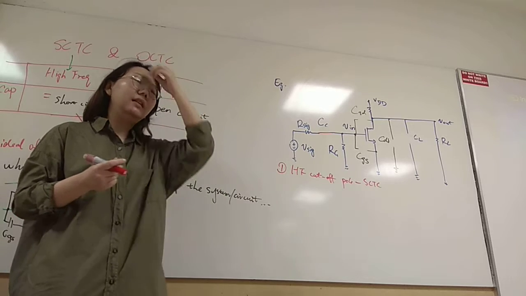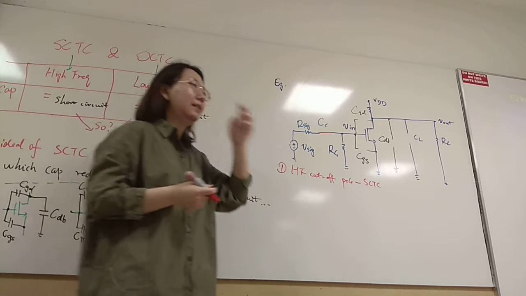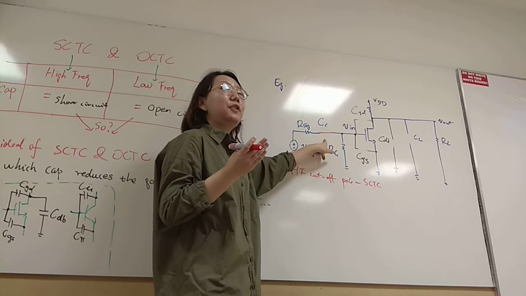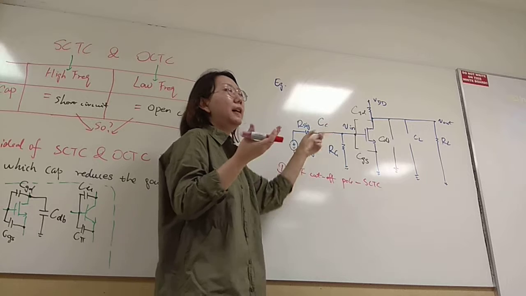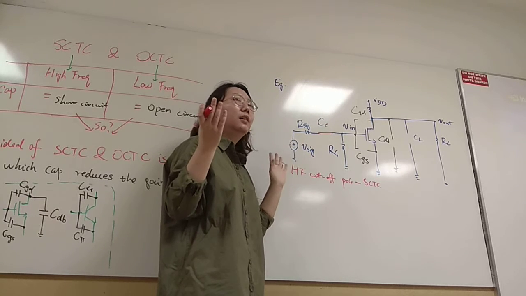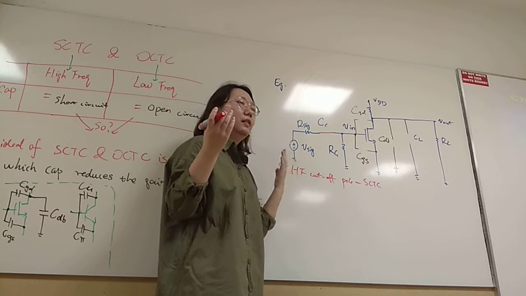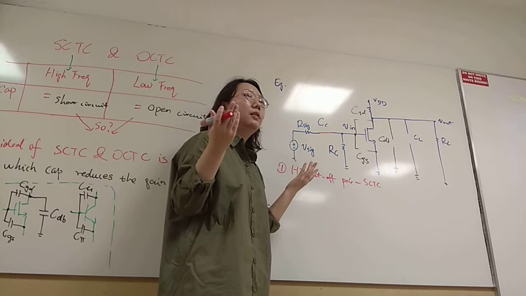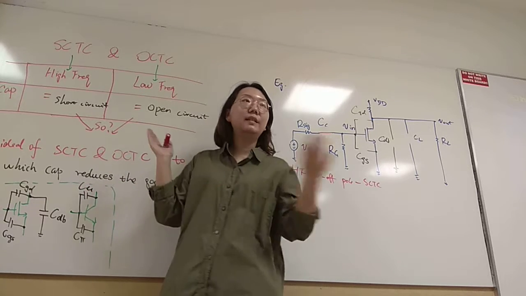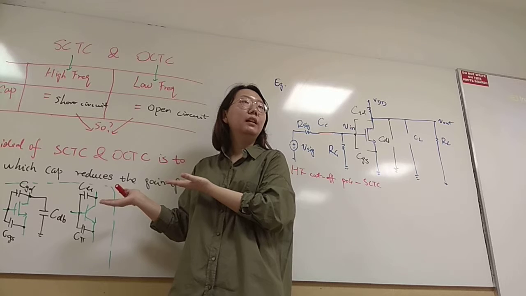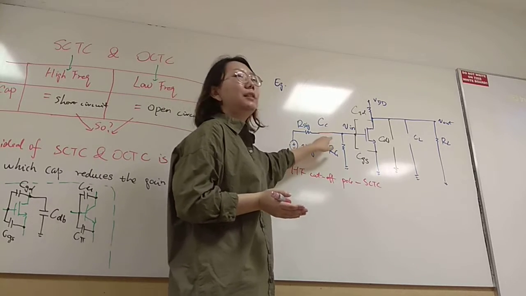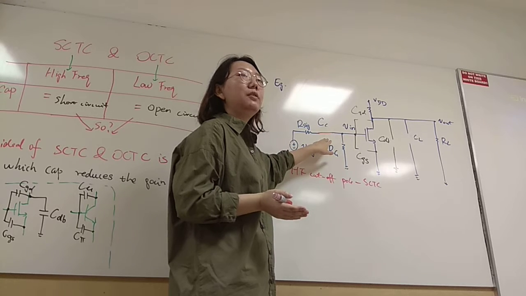After I short my CC, then what's next? The next is to see what's the effect of shorting this CC on my circuit. How will my circuit gain change? Because we care about the gain, right? If the gain starts to drop after I short my CC, that means my CC is a troublemaker. Okay? So now I short my CC already. How to see whether my gain changes?